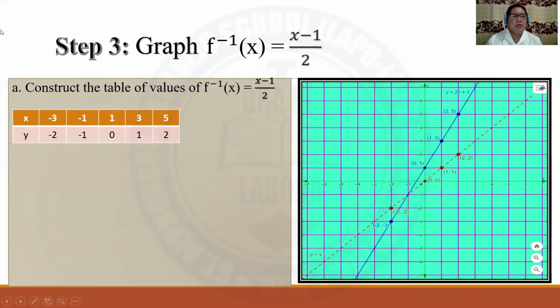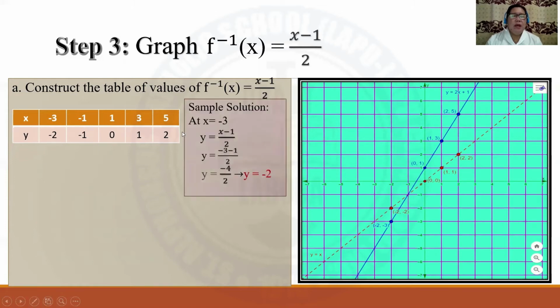So, in step 2, x is negative 2, y is negative 3. So, just interchange, x now is negative 3, and y becomes negative 2, and so on. So, I will just give you one example on how to get negative 2. At x is equal to negative 3, this is now the given function. Change f to the negative 1 of x into y is equal to x minus 1 over 2.